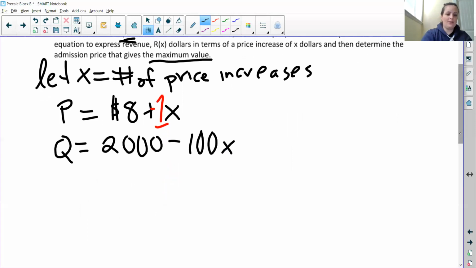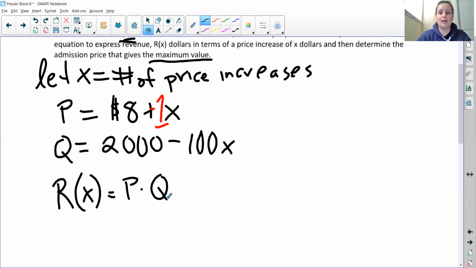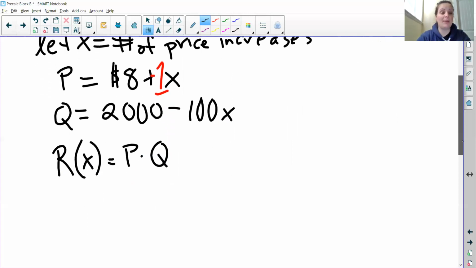Okay. So if we did revenue as a function of X, how you figure out what revenue is, you take the price of your admission and you multiply it by the quantity, the number of people paying. That's how you figure it out. You take the number of things you sell and you multiply it by the money you get for each item you sell, and that tells you in total your total revenue. So we're going to replace those P's and Q's with these equations that we've already determined.